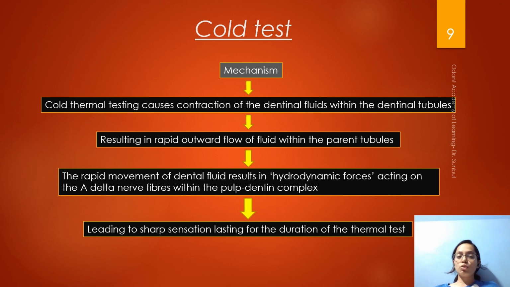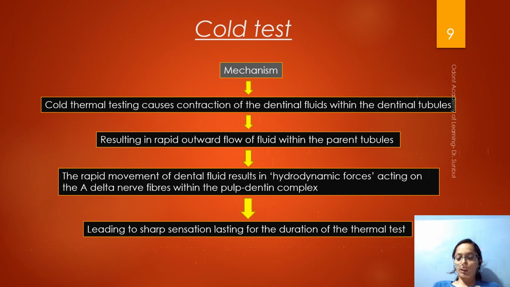During cold testing, when we apply anything cold on the surface of the tooth, there are dentinal fluids in the dentinal tubules. There is a rapid outward flow from these tubules, which causes hydrodynamic changes in this fluid that activate our A delta fibers. Because of the movement the A delta fibers detect, there is a sharp sensation which lasts as long as the stimulus we are applying is there.